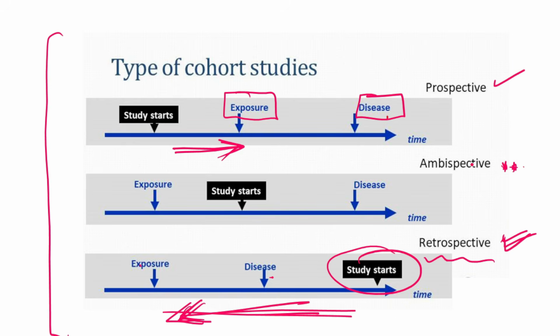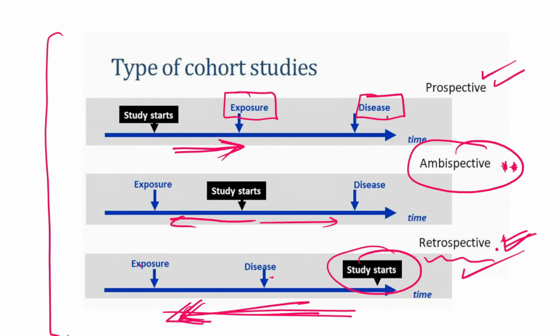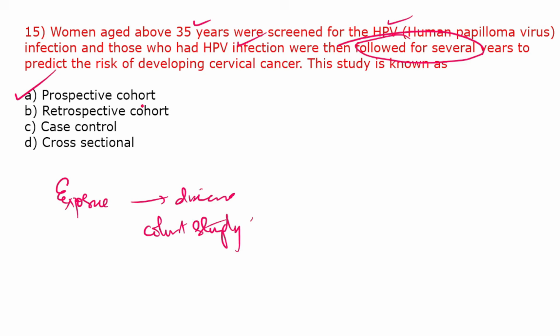Ambispective is where it starts in between, and it may go either this way or also this way. So this is the ambispective type of cohort study. So you have the prospective cohort study, the retrospective cohort study, and then the ambispective cohort study. As far as our question is concerned, please remember the question and also the answer: this question's answer is prospective type of cohort study.